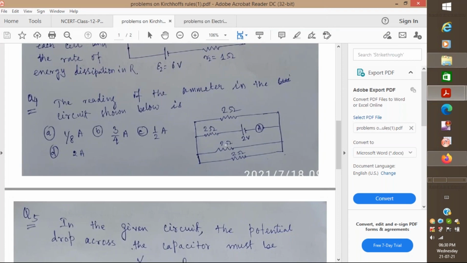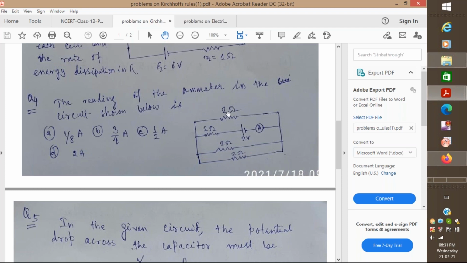So the next problem is actually very straightforward. You look at this fourth one. You have to find out the reading of the current in this circuit. So how do you calculate this? Look here, these two are actually parallel, and again this also is parallel to this. So this 2, 2, 2 you will get actually 2 by 3, and along with that this is in series.